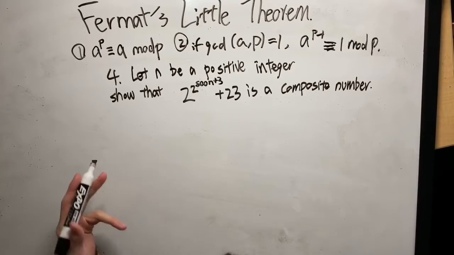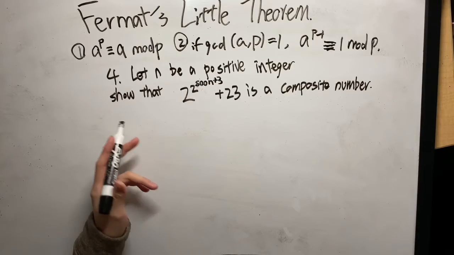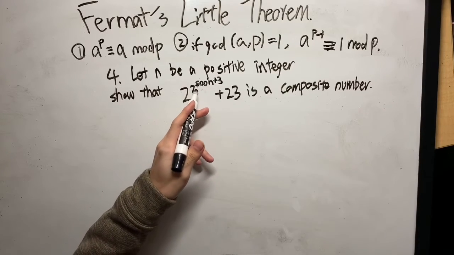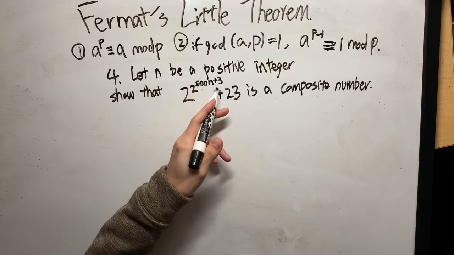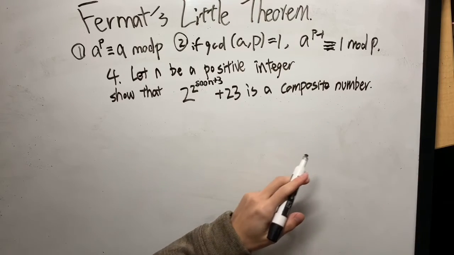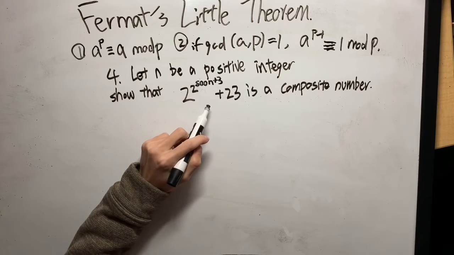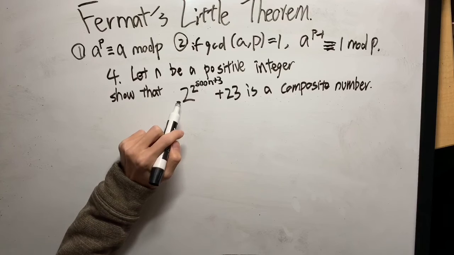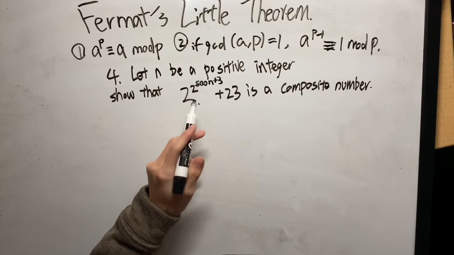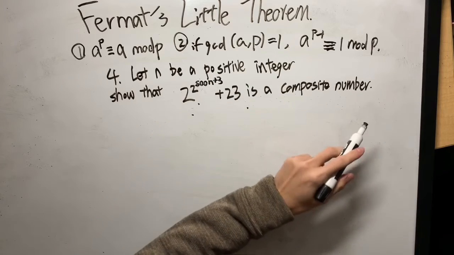Now let's look at the last question. Let n be a positive integer. Show that 2 to the 2 to the 800n plus 3, plus 23, is a composite number. Let's make some number out of 23 and make a combination of this number, and show that both numbers are composite.